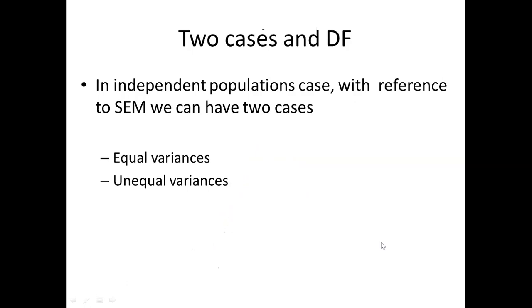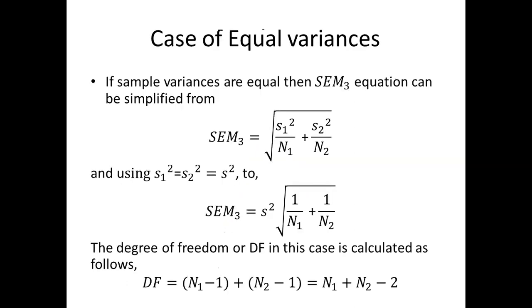In the independent populations case, with reference to SEM, we have two further cases. One is the case of equal variances, and the other is the case of unequal variances. If sample variances are equal, then the SEM equation can be simplified as follows. Starting from this equation, which was under root S1 square upon N1 plus S2 square upon N2, since the sample variances are the same, S1 square is equal to S2 square is equal to S square, and we would obtain something like this: S square would be taken as common, and 1 upon N1 plus 1 upon N2.